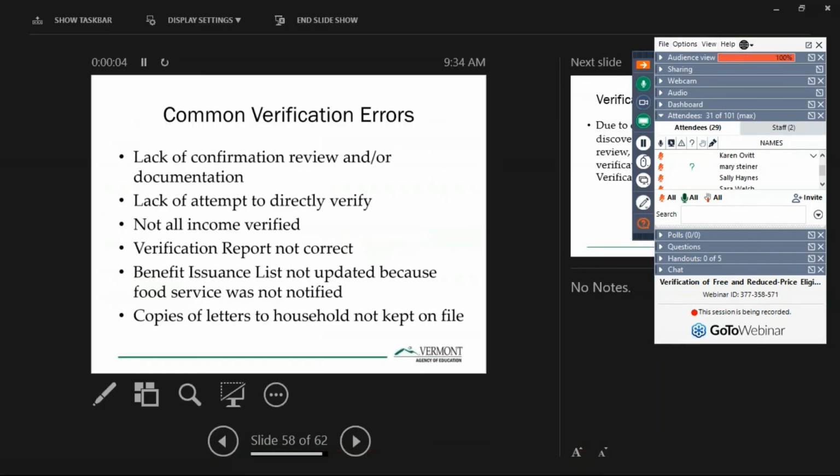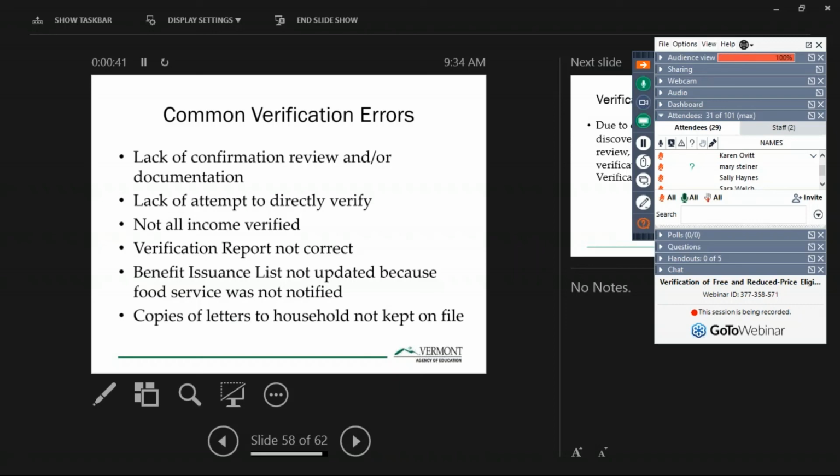So some of the other errors that we see are that folks didn't try to directly verify the application or they didn't document that attempt, that they didn't verify all of the income reported on the initial application, that they didn't complete their report correctly, that the benefit issuance list was not updated due to any changes during verification. So like if a status should change from free to paid during verification, but you never communicate that to the kitchen, you never input that in your system, and the kid continues to receive free meals and is being reimbursed at a free meal rate, that's a problem.